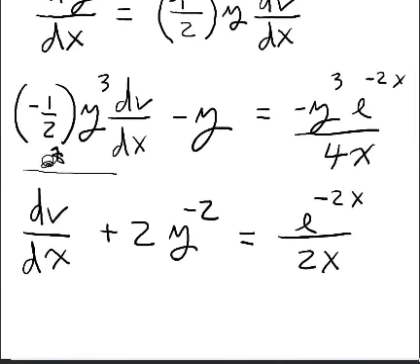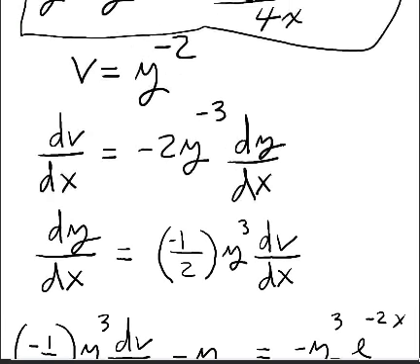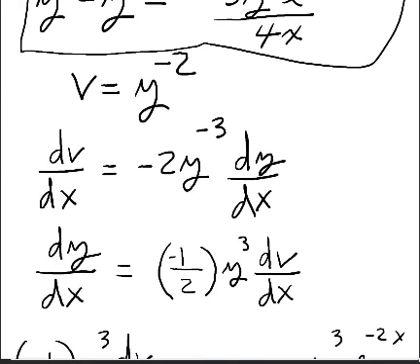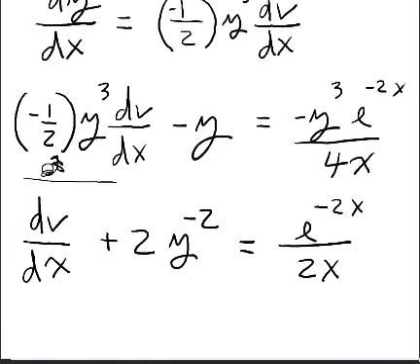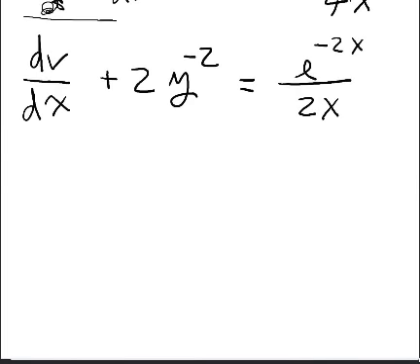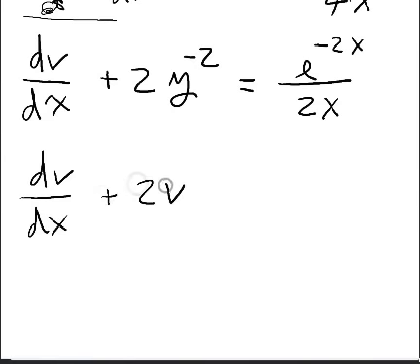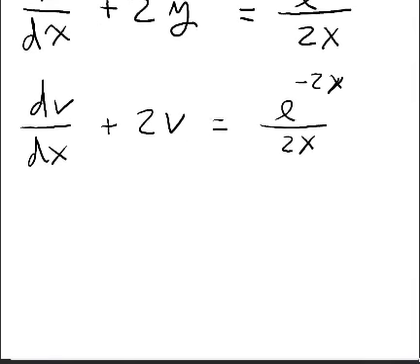But now look, it worked out very nicely because v is equal to y to the negative 2 power. So then we get, as it would always turn out, dv/dx plus 2v is equal to e to the minus 2x divided by 2x. So this is set up perfectly, and we can now solve this using our integrating factor.